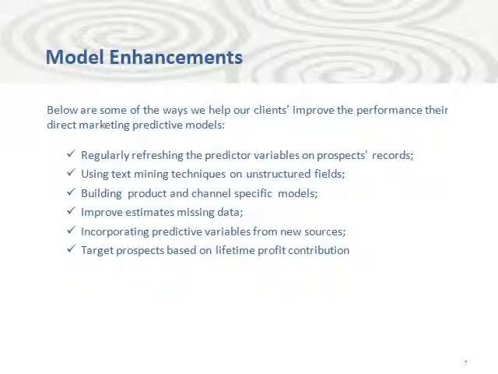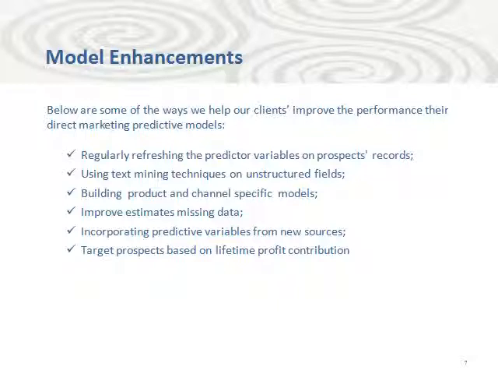Some of the ways we've helped our clients improve the performance of their direct marketing predictive models are, first, this falls in the category of list hygiene, regularly refreshing the predictor variables on prospects' records. When there's a lot of data in your customer file that is unstructured, for example in address fields or comment fields, you can use text mining techniques to come up with additional predictor variables for your models.